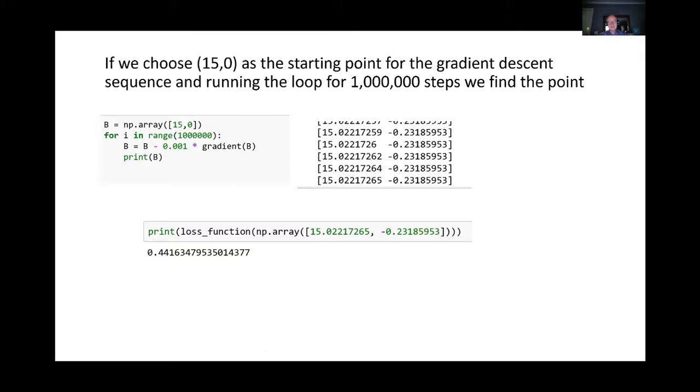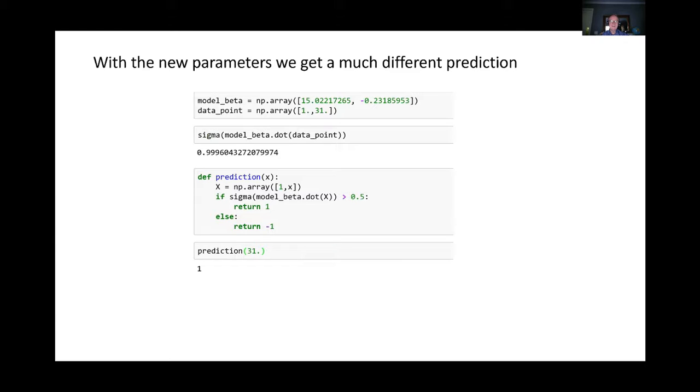This is a learning example that says you really have to be very careful when you analyze a model, when you try to find the parameters. It is not just blindly using gradient descent. You're going to have to be very careful. So let's see what happens if we use these new parameters. Now beta 0 is 15.02 and beta 1 is minus 0.23.